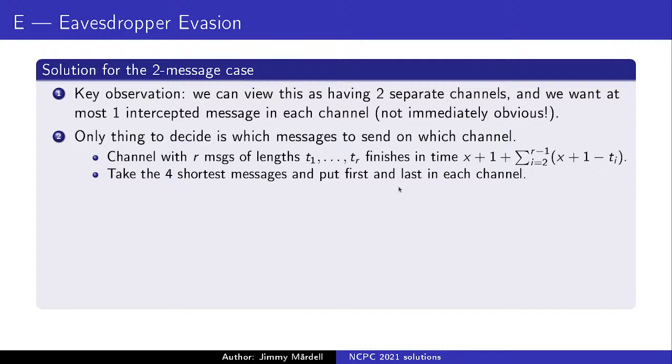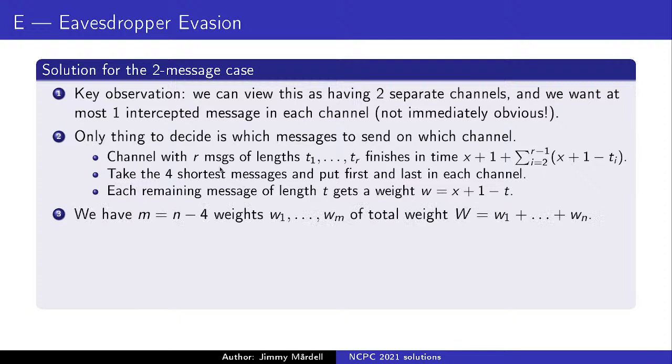So similarly to the last case, now we should take the four shortest messages and just put them first and last in each channel. That's because the things we put first and last in each channel are not going to affect the total send time. So we'll put the 4 shortest messages there. Then each remaining message that we didn't put first and last, we can think of as having a weight, which is x plus 1 minus t. It's how much it contributes to the total send time.